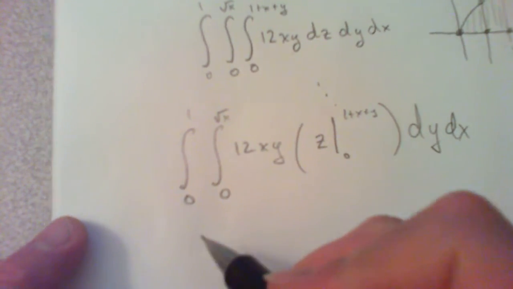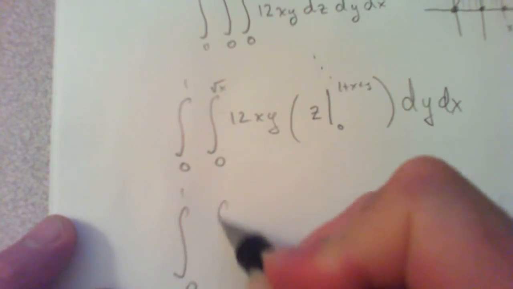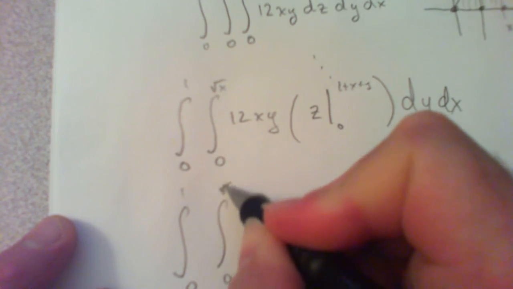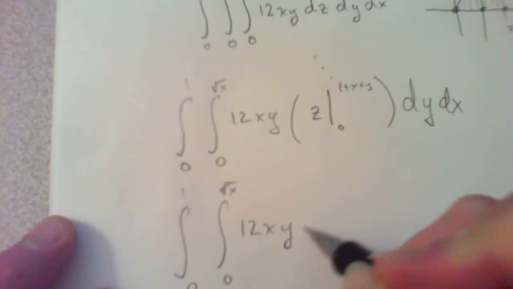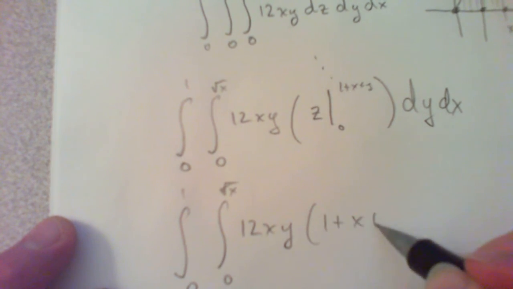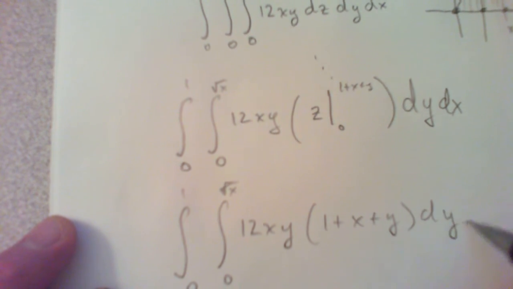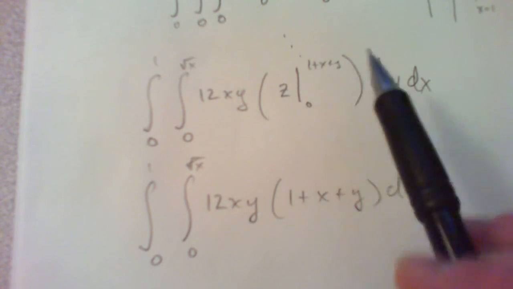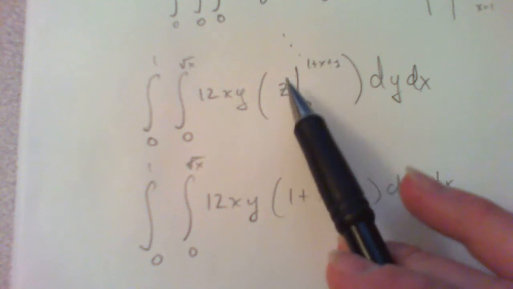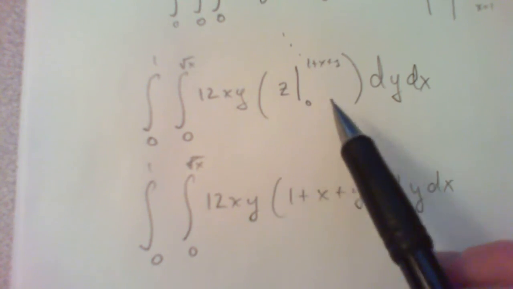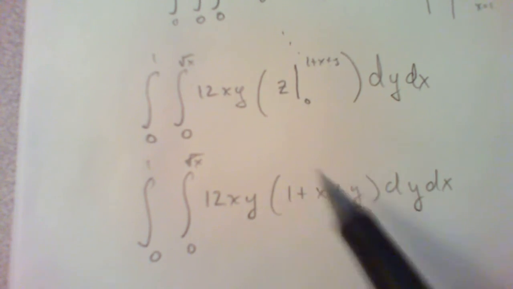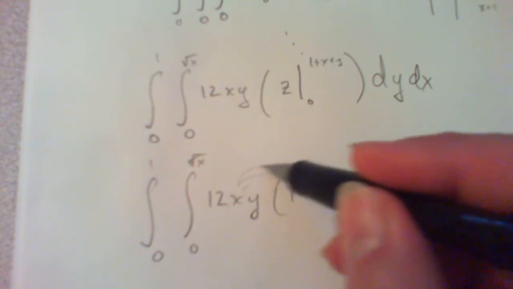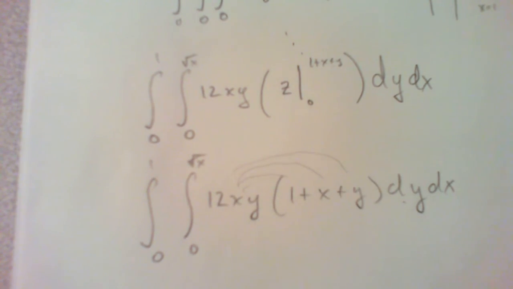So now this triple integral is 0 to 1, 0 to square root of x, 12 times x times y, times 1 plus x plus y, dy dx. That's using the fundamental theorem of calculus on this little polynomial in z and evaluating it at 0 being 0. Then you would distribute this in on each of these members and then integrate with respect to y, keep going, and then go for x like we did on the first ones.